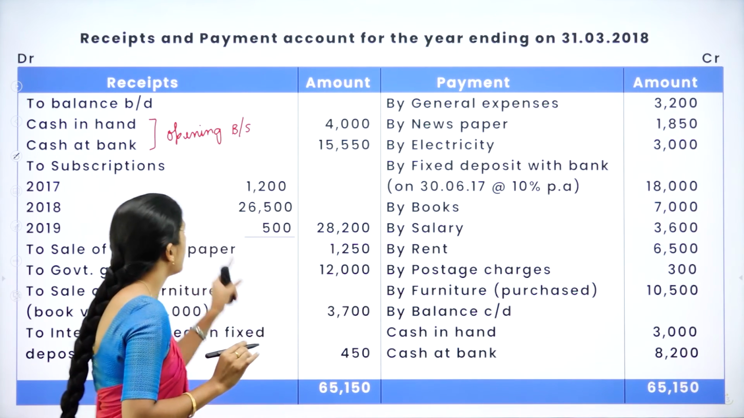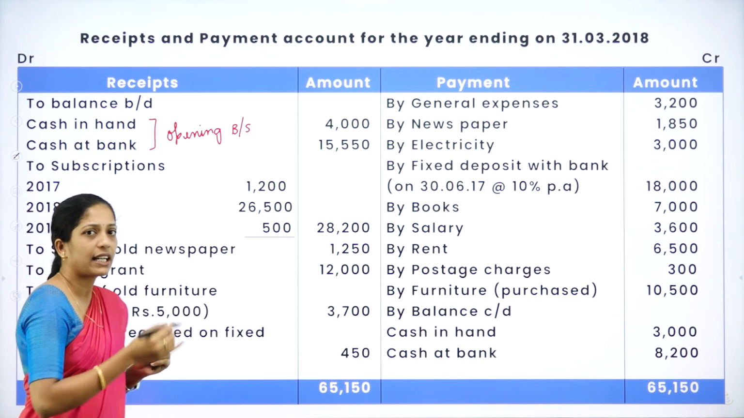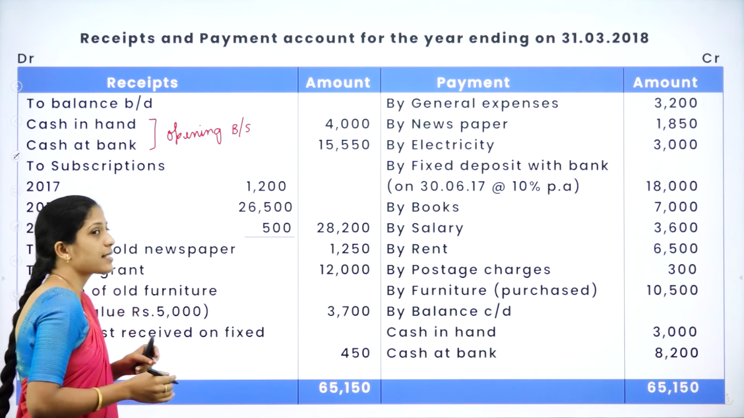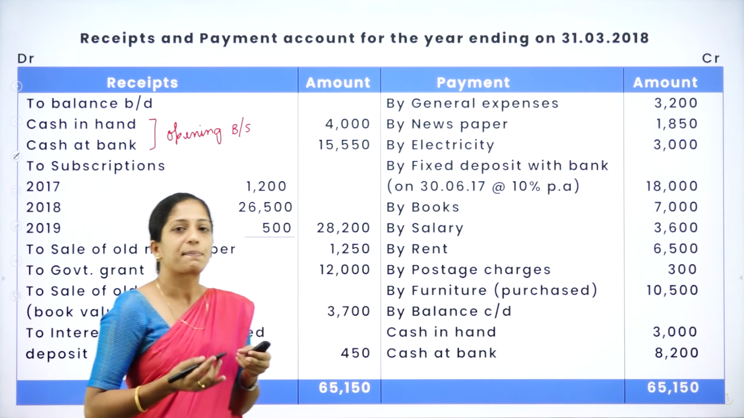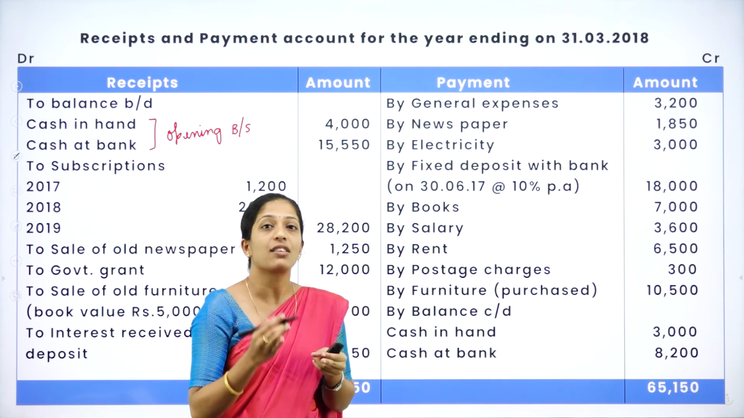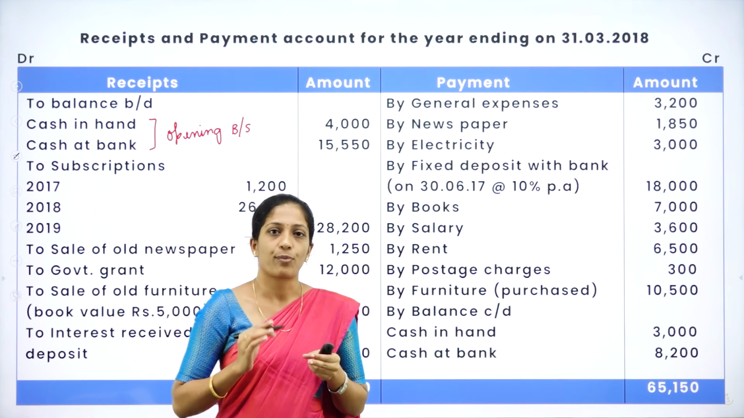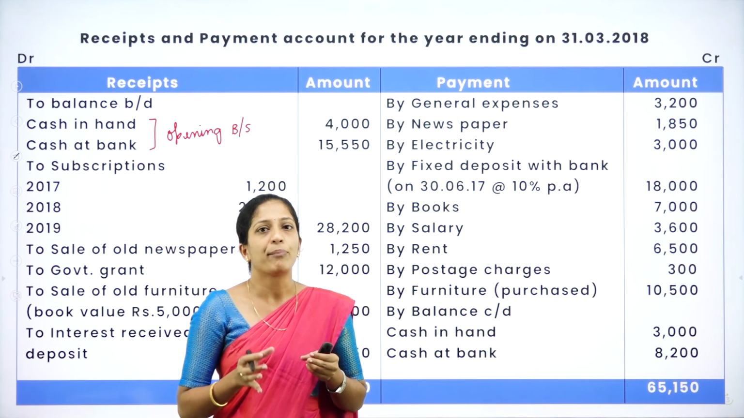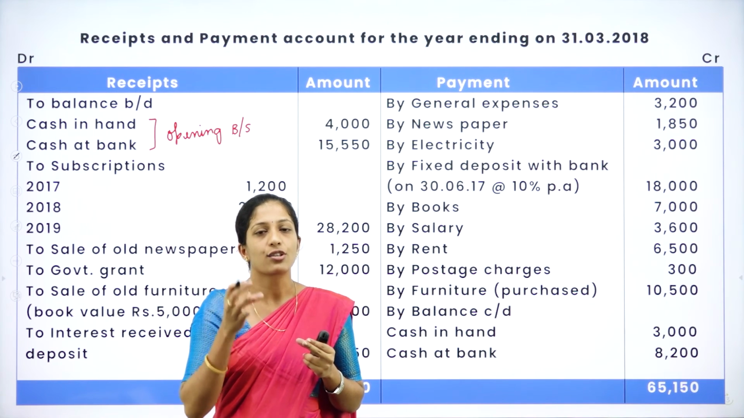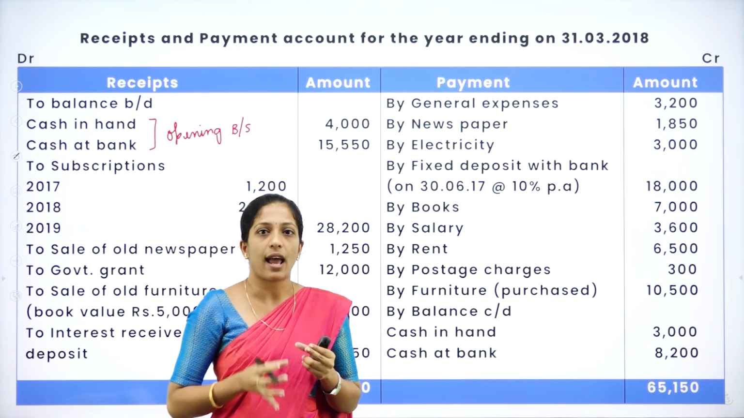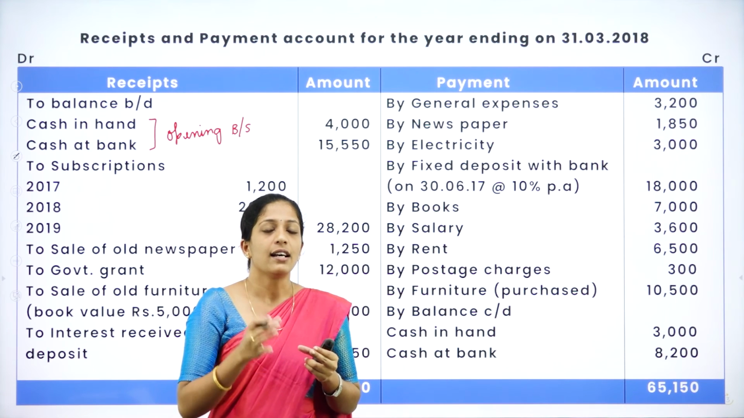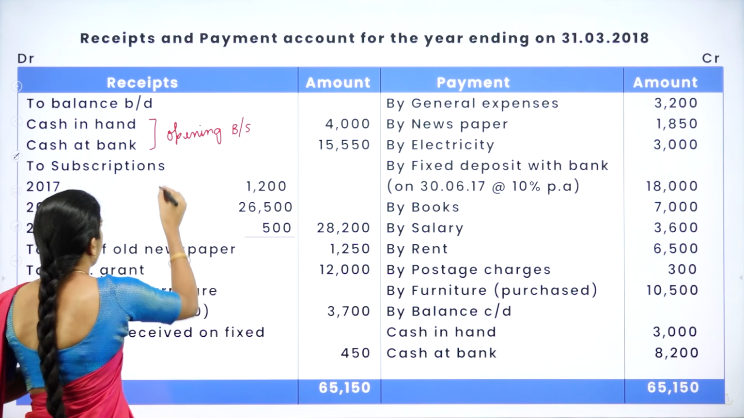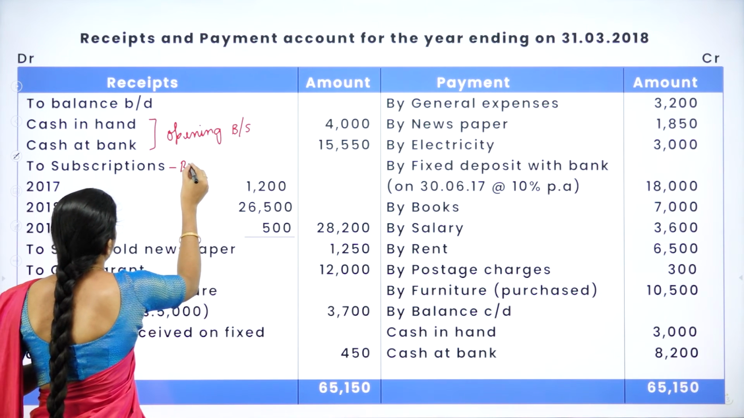And the next one is, now we shall segregate which are the revenue items and which are the capital items. Next, subscriptions. Now what is subscription? As I told, it's the main source of income for a not-for-profit organization. When a person wants to become a member of a not-for-profit organization, he has to pay a certain amount as subscriptions. Clear? Since it is recurring in nature, it is a revenue item. So it is a revenue receipt.